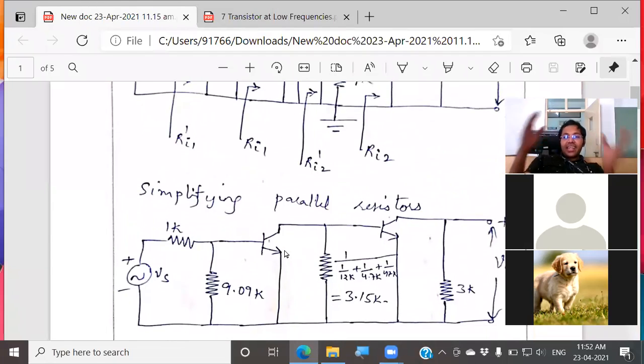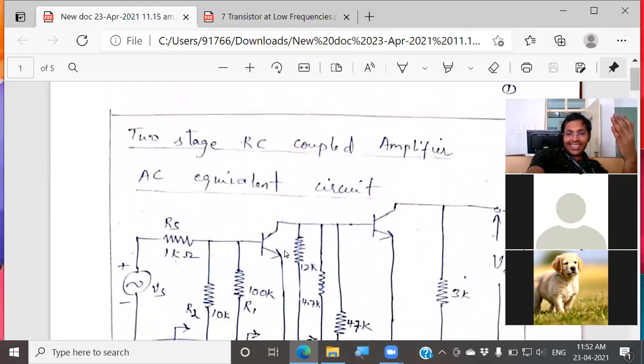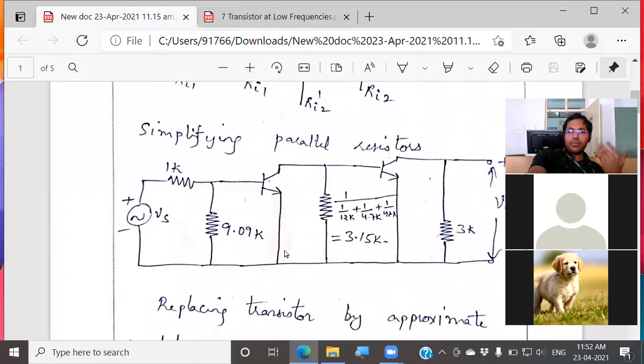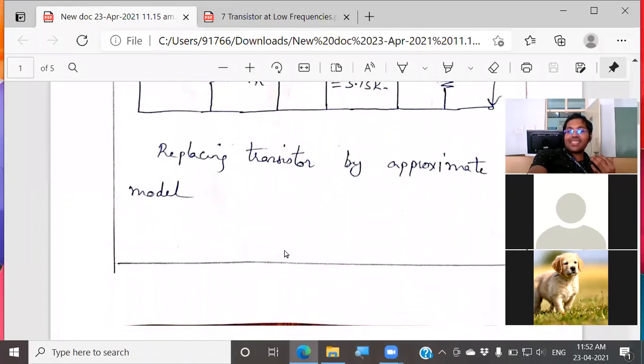If you are analyzing 100 transistors, 100 circuits, the process is the same. 100 times you will simply replace the transistor by its equivalent circuit. So it is very important, you should not forget these steps. First, given the circuit, go for AC equivalent, we completed. Next, do any simplifications if possible. Then replace the transistor by equivalent circuit, same old process.